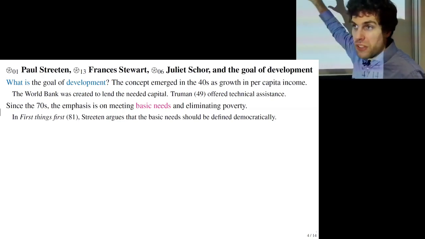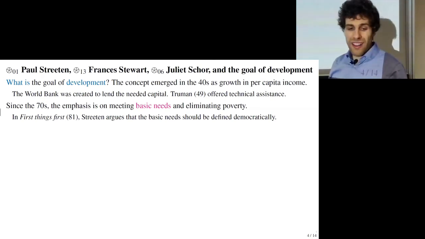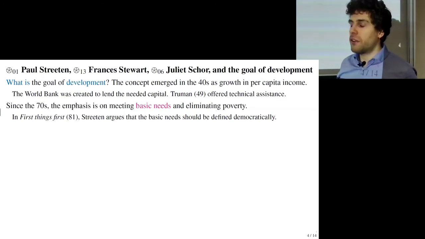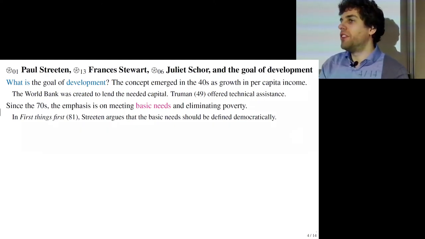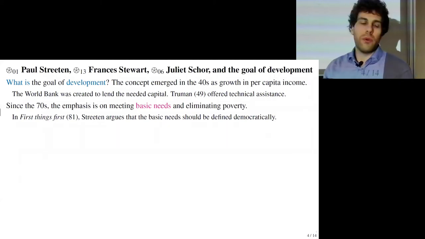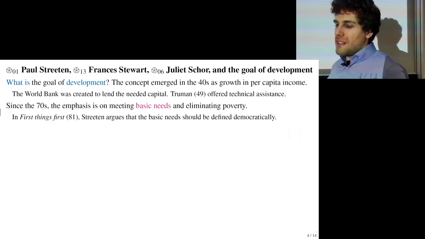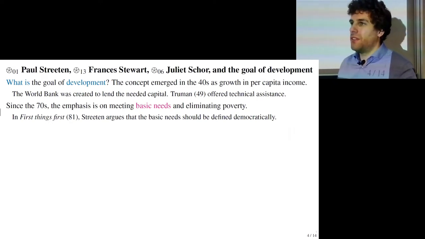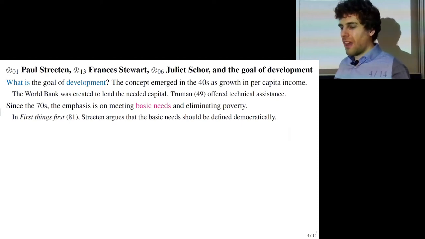The Leontief Prize winner Paul Streeten makes the case for this basic needs approach in his book, First Things First. And he argues in particular that the basic needs should be defined by the population themselves in a democratic process. This is to counter criticism of development that accused development of being an imperialistic idea from the West.